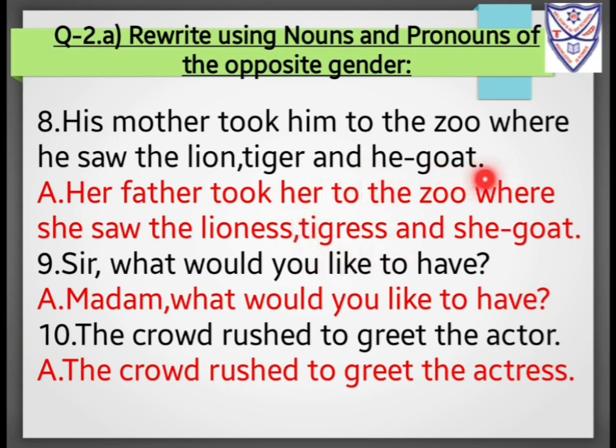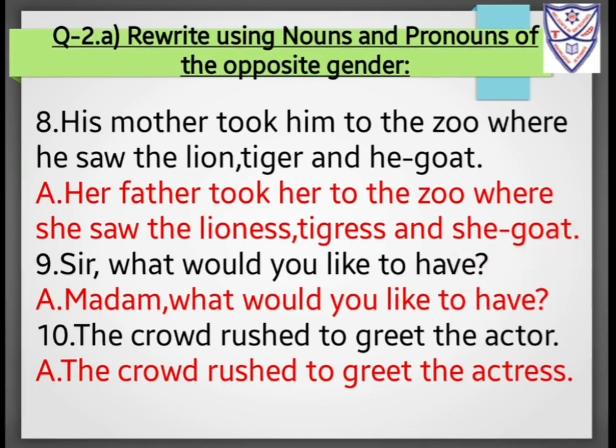Then he-goat again is a noun which is in masculine gender form. Its opposite form will be she-goat. Over here she-goat is used only for the feminine gender. So the answer will become her father took her to the zoo where she saw the lioness, tigress and she-goat.